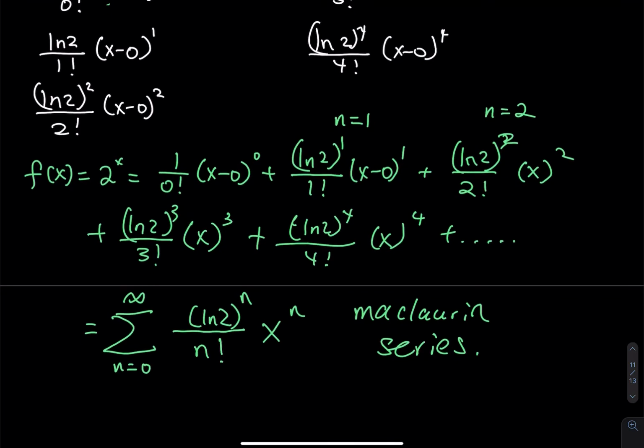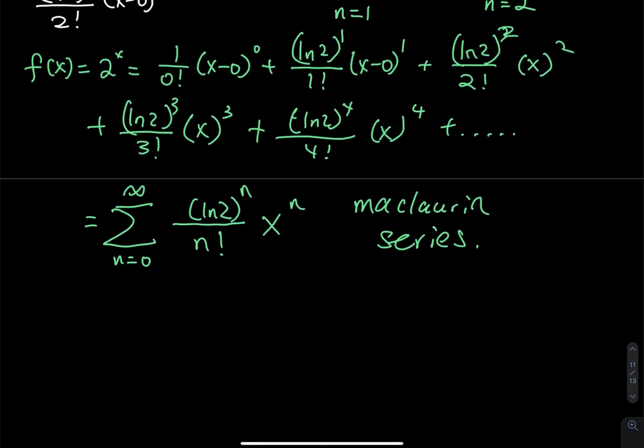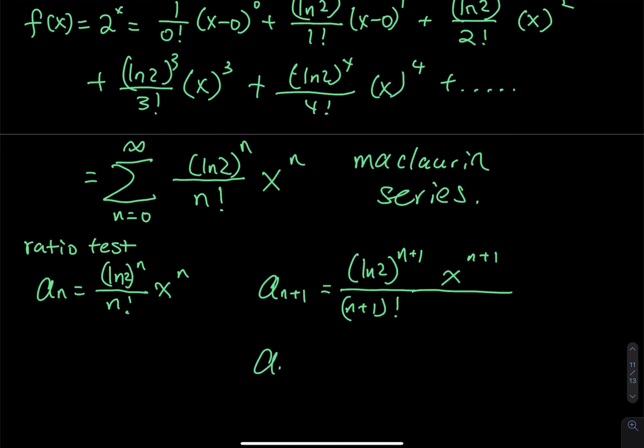All right, what else do we have to do? We have to determine the radius of convergence, right? So to determine the radius of convergence, I will apply the ratio test. So for the ratio test, first I have to determine the series, which is ln2 to the n divided by n factorial, and then x raised to the n, and then the next term is n plus 1. So that is ln2 raised to the n plus 1 divided by n plus 1 factorial, and then x to the n plus 1, right? And then we simplify that.